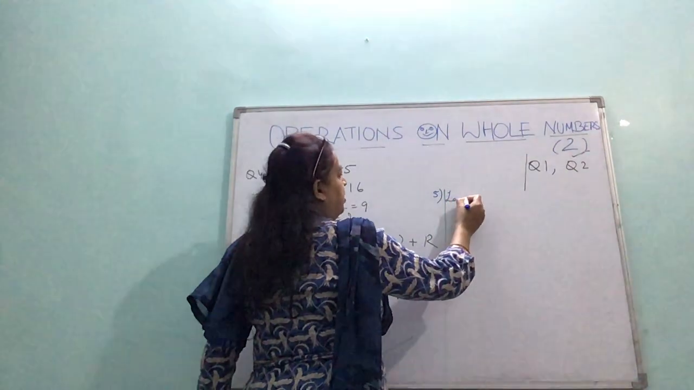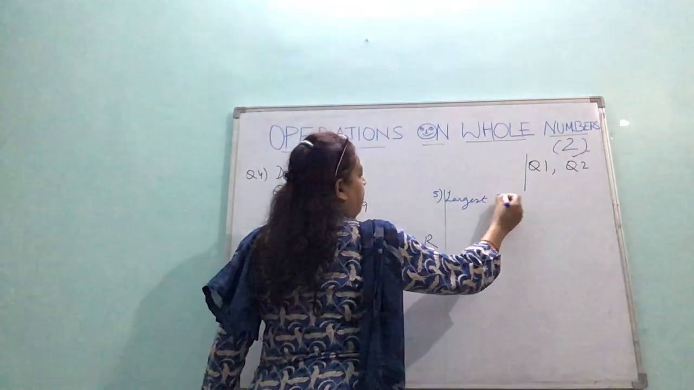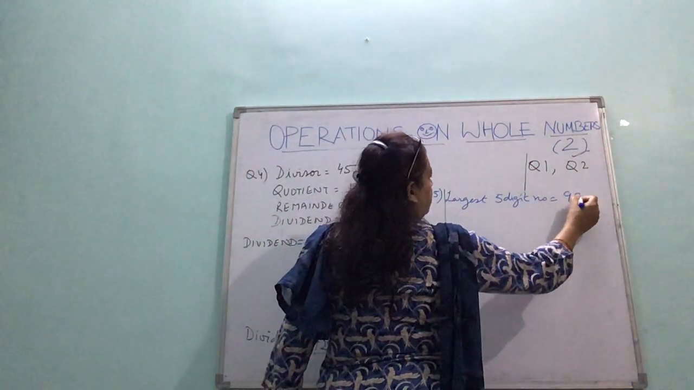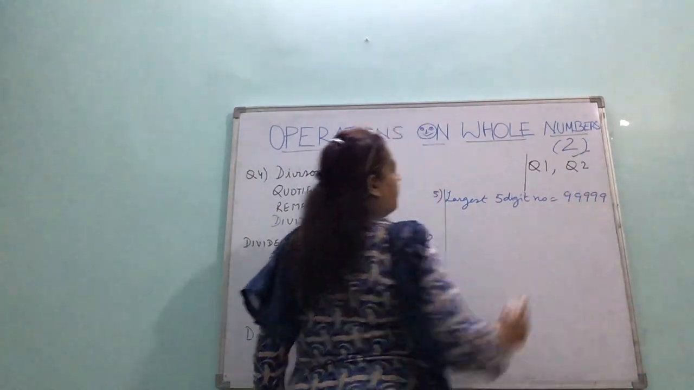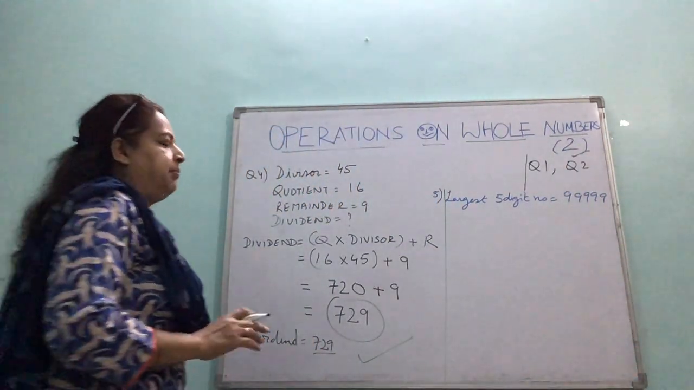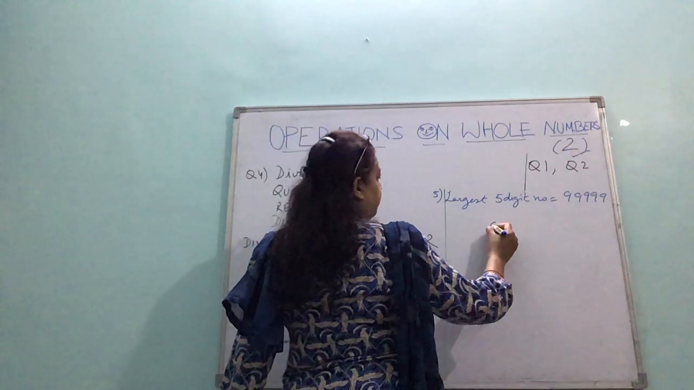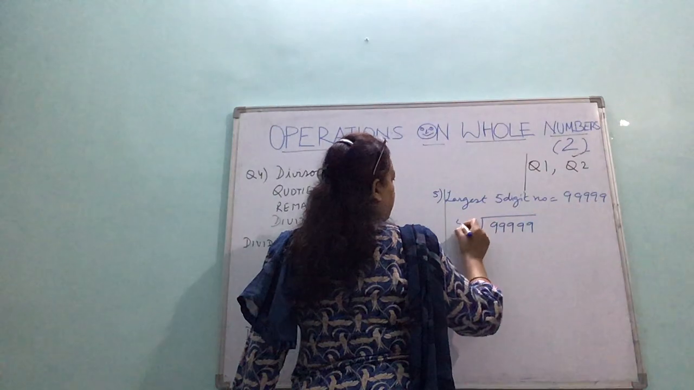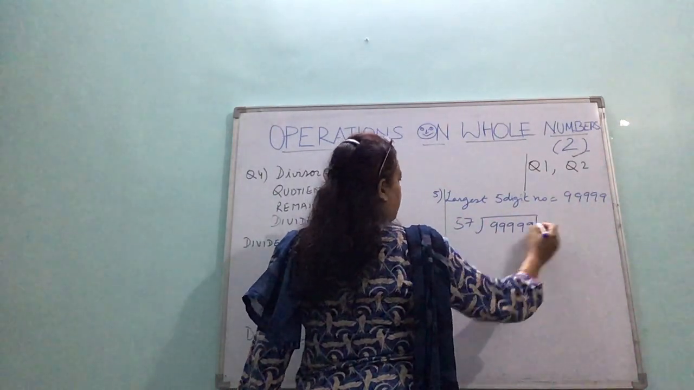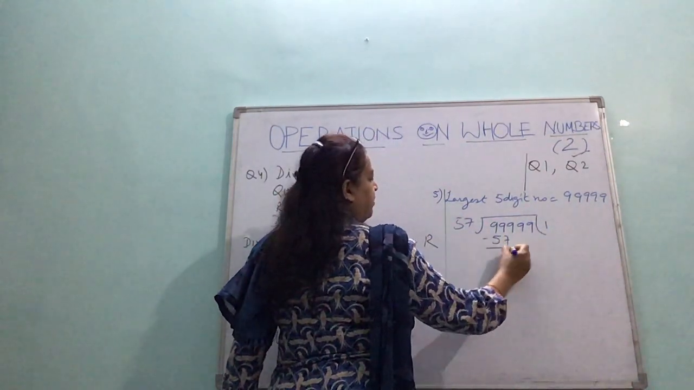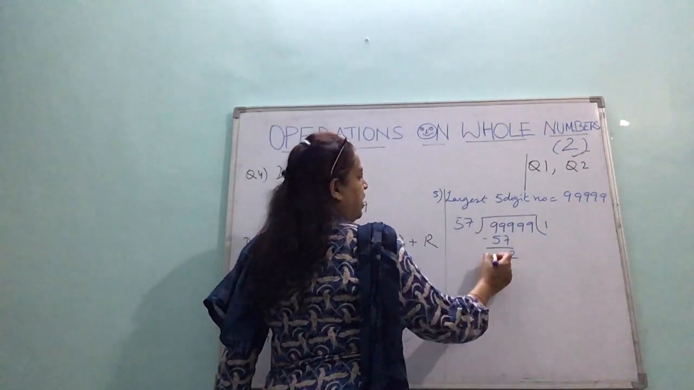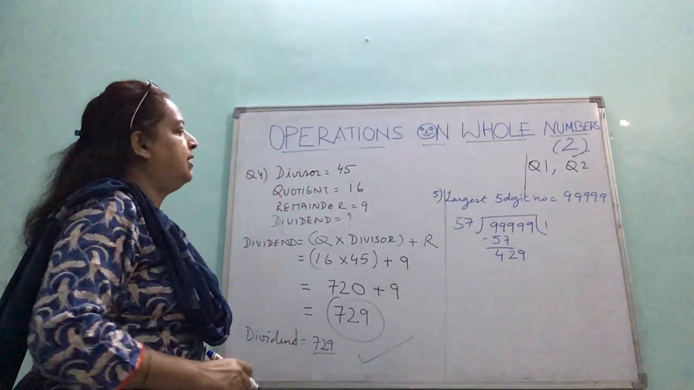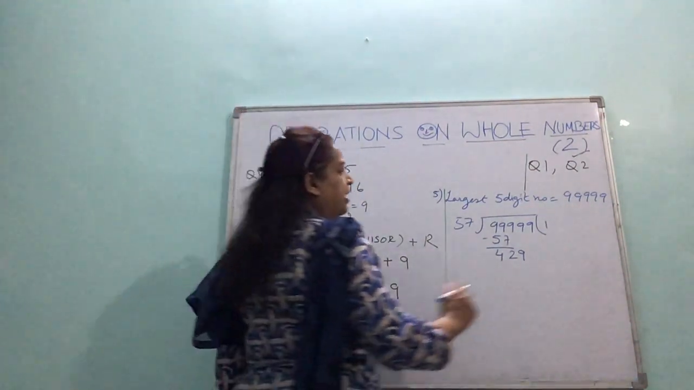So first find out the largest 5-digit number. 1, 2, 3, 4, 5. Let's see what should happen. And divide by 57. 5, 7. Ones. 5, 7. 9 minus 7, 2. 9 minus 5, 4. And 9. So let's try 8 times. Let's check 8 times. No, not 8 times.